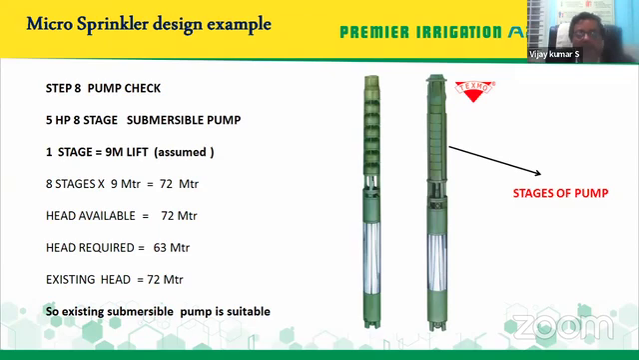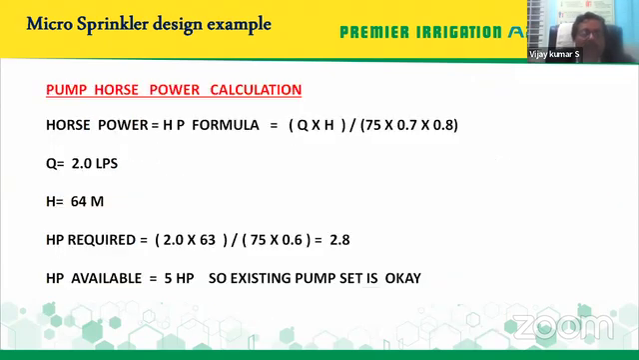Now, is it okay from the horsepower point? So let us do that check also. The formula to calculate the horsepower of any system is: the discharge multiplied by the head, divided by 75, which is a factor, multiplied by the efficiency of the pump and the efficiency of the motor.